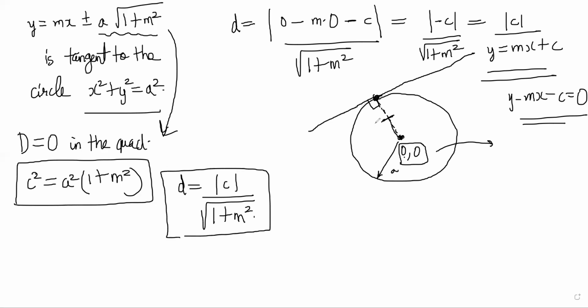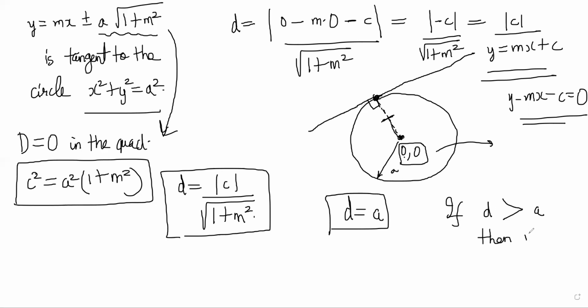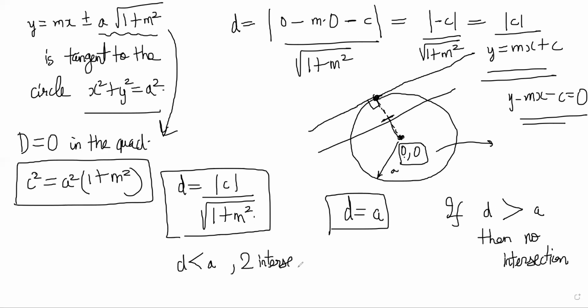Now, obviously, it is commonsensical to say that if the circle touches the line, then this distance should be equal to the radius a, right? If the distance is greater than a, then no intersection is possible. And if the distance is less than a, then it will cut two times, two intersections, correct? So distance equal to a is the tangent condition.